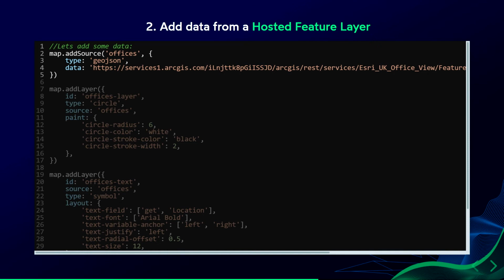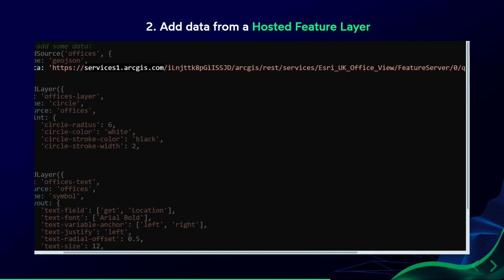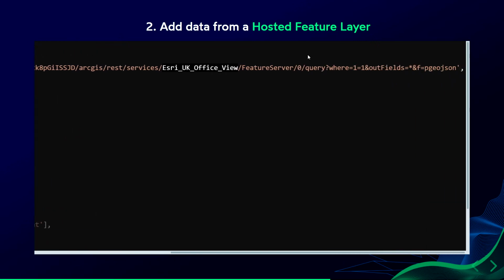GeoJSON is an open standard that's very similar to JSON. It's just a bit more strict in its formatting. What we're doing here is you can see that we're adding our source, our data source, and we're getting our data from our REST service as GeoJSON, because we can query that data and have the data returned as GeoJSON. If you look at that URL here, you see that we specify the data layer. It's hosted in ArcGIS Online. The layer itself is called Esri UK Office View, and we are performing a query.